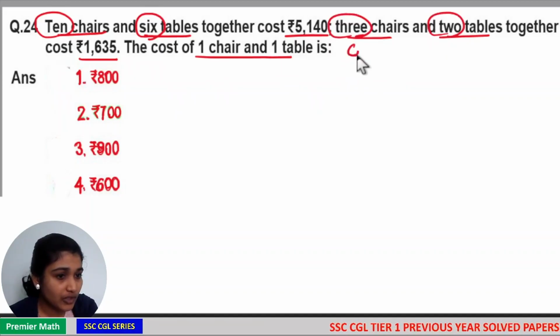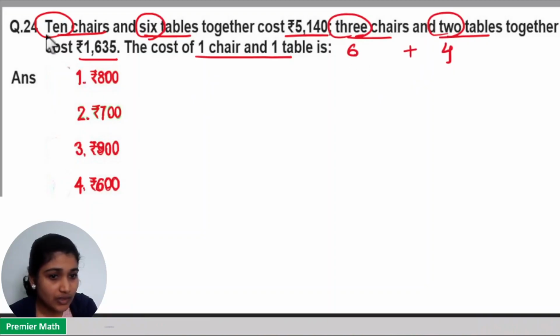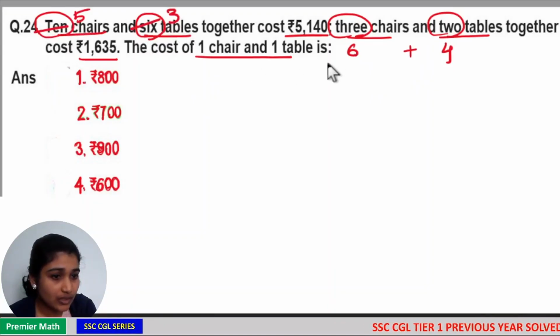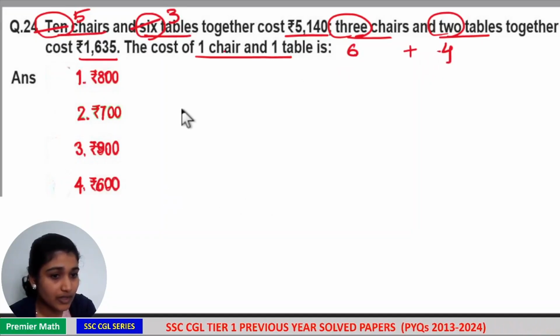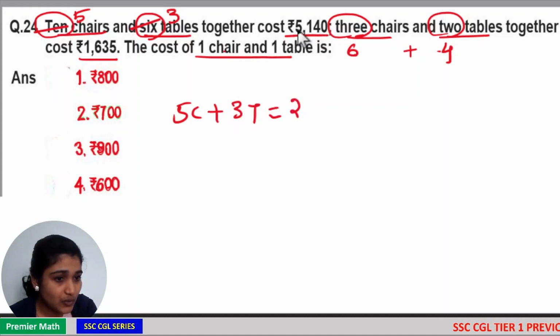Take the double of 3, which is 6. Take the double of 2, which is 4. Here 1 and 1 are needed. If you take half of the first statement, half of 10 is 5, half of 6 is 3. Now 6 minus 5 is 1 here, 4 minus 3 is 1 here. Then we can find the answer. So take half of the first statement, that is 5 chairs plus 3 tables cost half of this. 2 goes 2 times in 4, 5 times in 10 and 7 times in 14, and here 0.